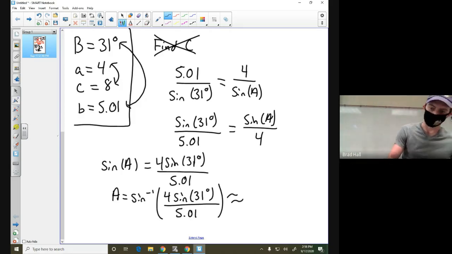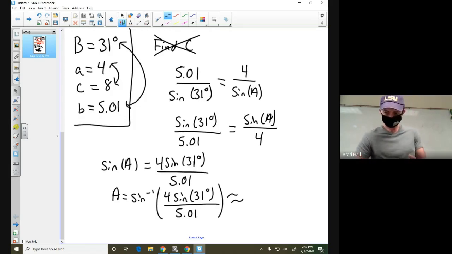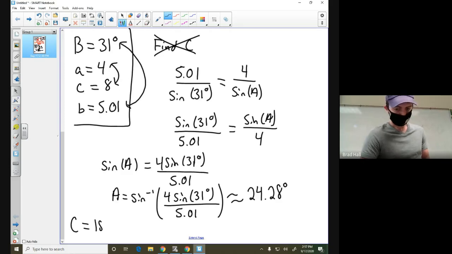Then whatever the heck that is. Oh, 24.28 degrees. Blake, is that what you got? And then from here, it's pretty easy to figure out capital C. Just 180 minus the 2.